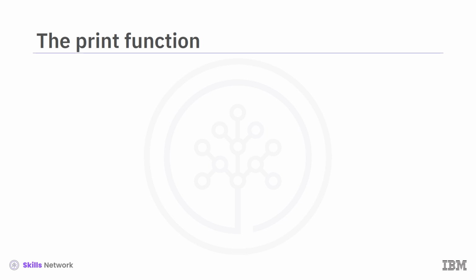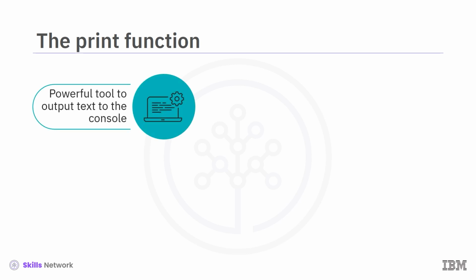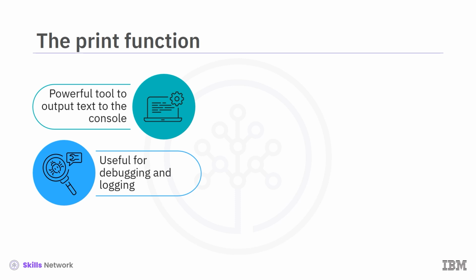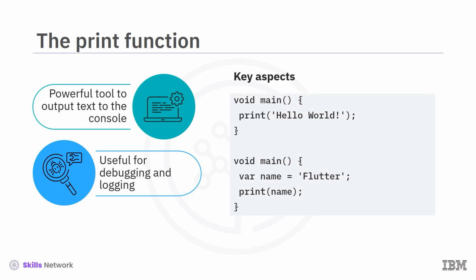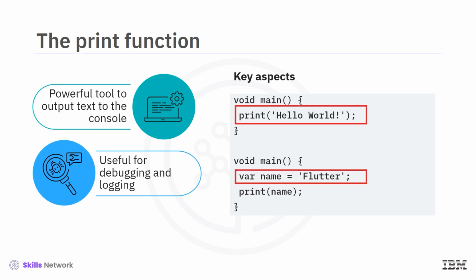Print is another function in Dart, which is a simple and powerful tool used to output text to the console. It is useful for debugging and logging purposes. Here are some key aspects of the print function. Further, you can use the print function to output the values of variables. In this example, the main function first declares a variable name and assigns it the value Flutter. Then it prints the value of the name to the console.